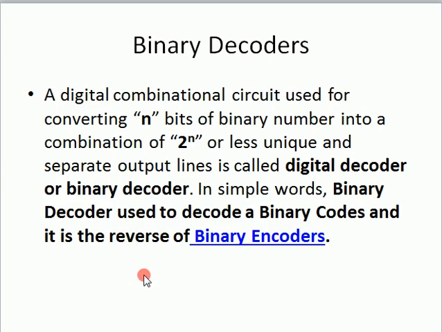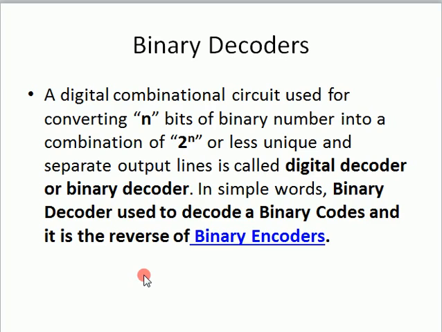Basically, a decoder is a combinational circuit that is used to convert n bits of binary number into a combination of 2 raised to the power n or fewer unique and separate output lines. That is known as the digital decoder or the binary decoder.